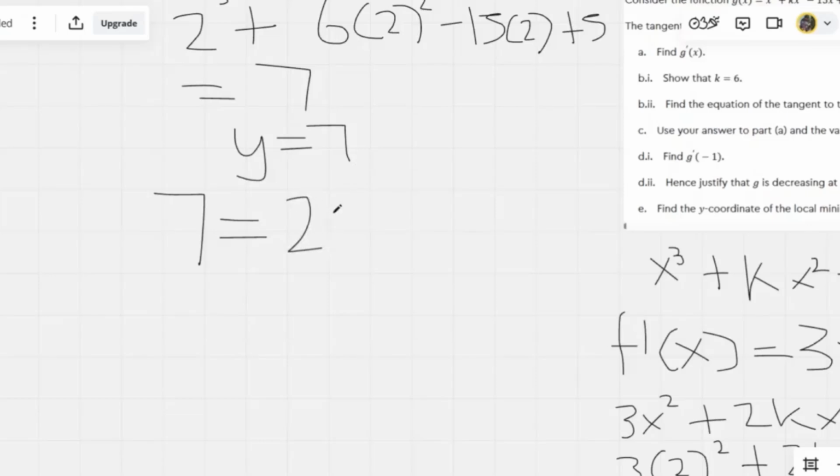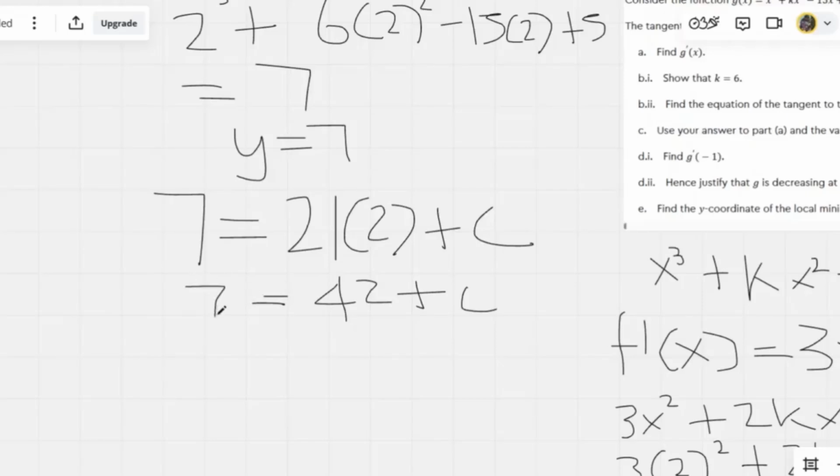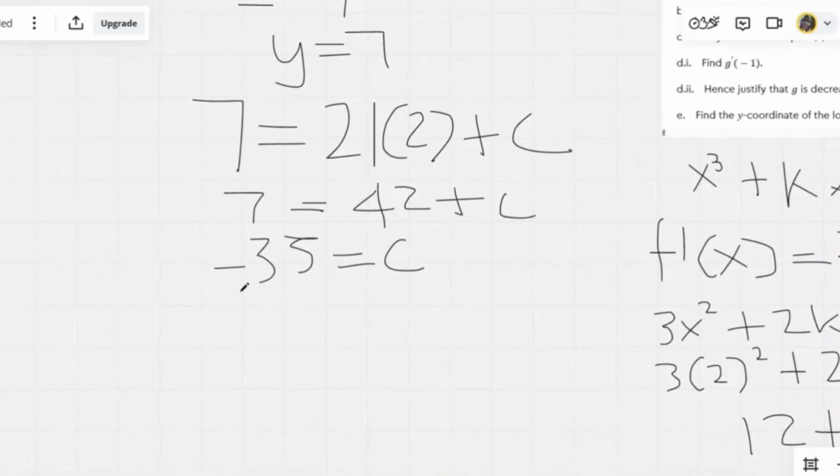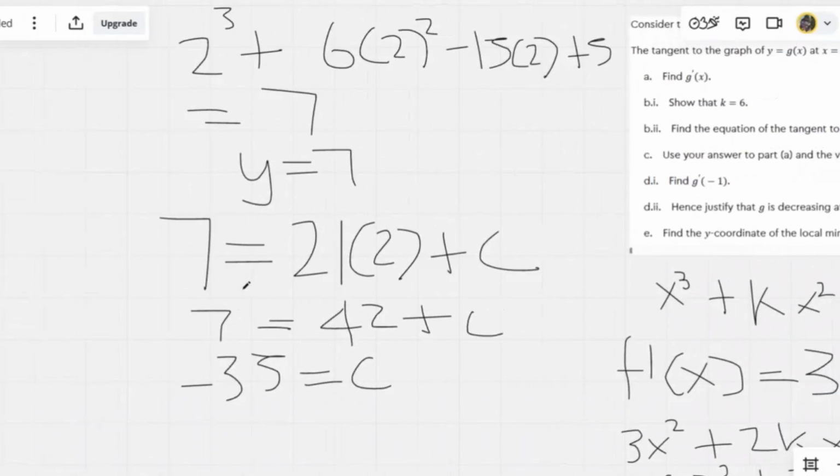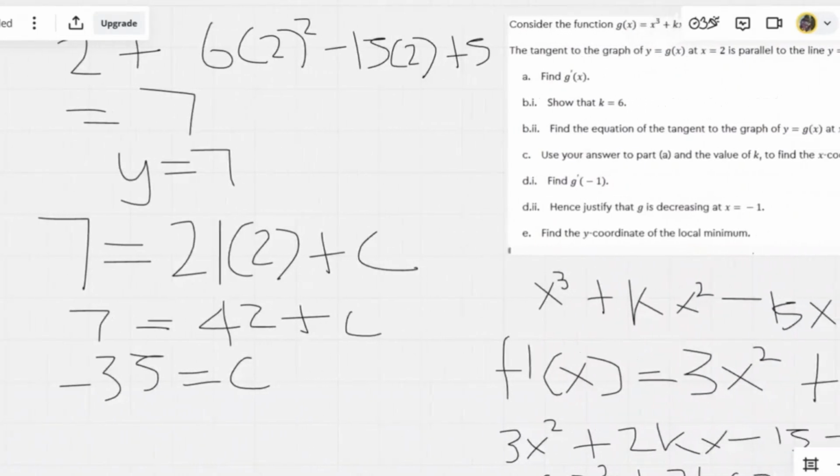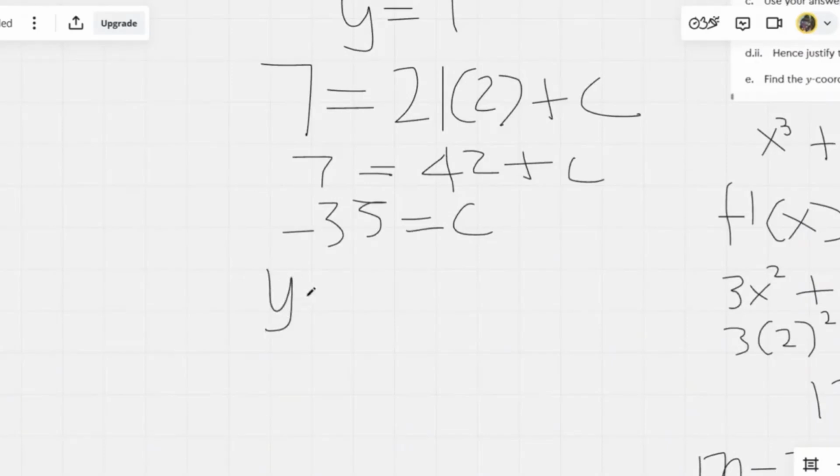7 equals gradient 21 times 2 plus c to find the y-intercept. 21 multiplied by 2 is 42, plus c equals 7. So 7 subtracted by 42 gives us minus 35 equals c. So therefore, the equation of the tangent to the graph of y equals g of x at x equals 2 is y equals 21x minus 35.